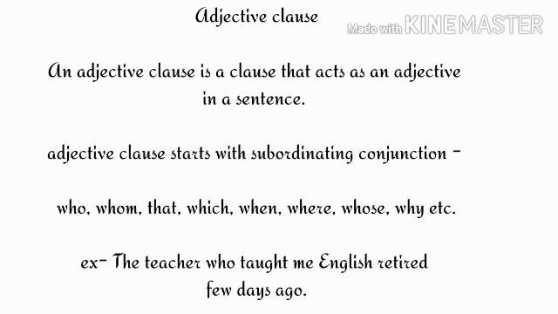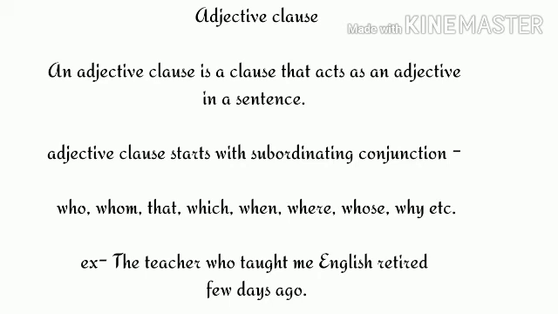Now let us understand about adjective clause. An adjective clause is a clause that acts as an adjective in a sentence. That is, it also modifies a noun or pronoun. It is placed nearest to the word it qualifies. And an adjective clause starts with the conjunction who, whom, that, which, when, where, whose, and why.